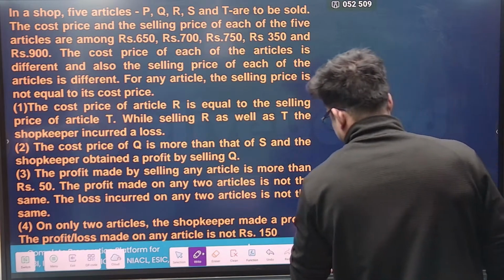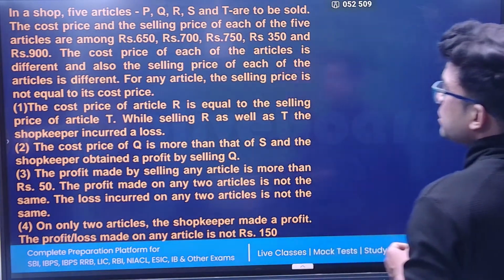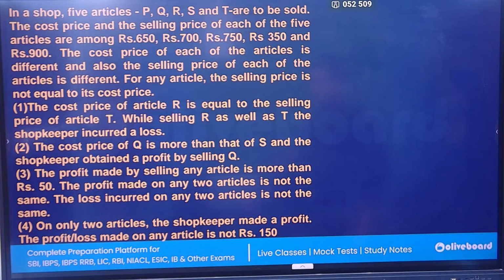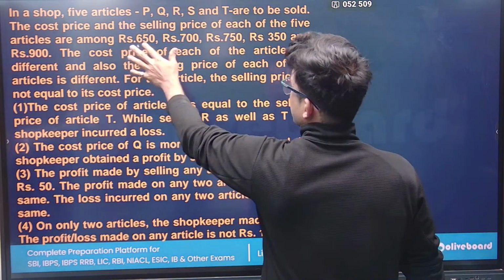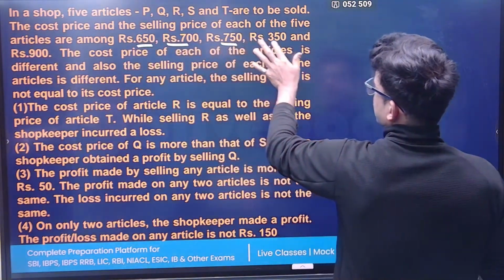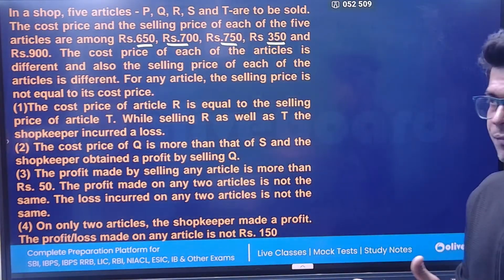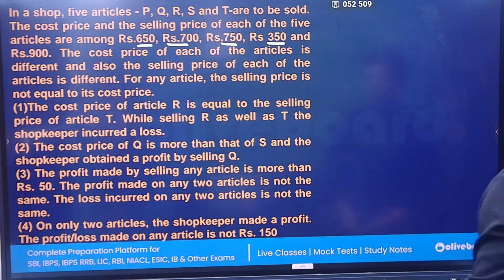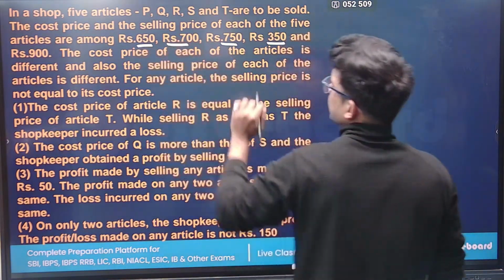Then we'll proceed further. So basically, guys, in a shop, 5 articles were there, P, Q, R, S, T, to be sold. The cost price and the selling price of each of the 5 articles are among 650, 700, 750, 300, 350 and 900. So you can think that your cost price and selling price would be from this part only.